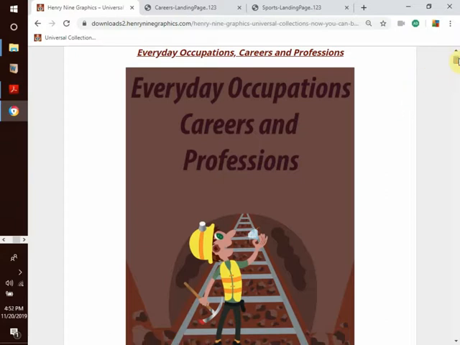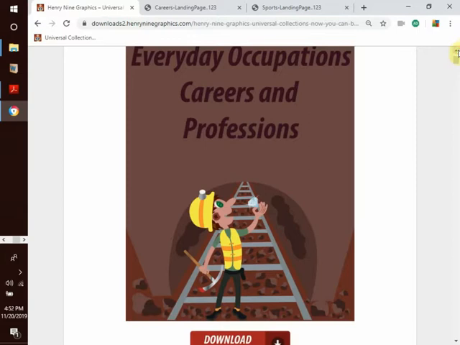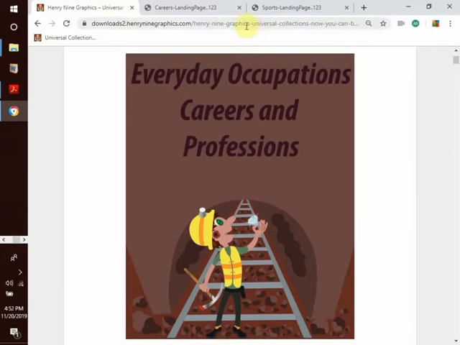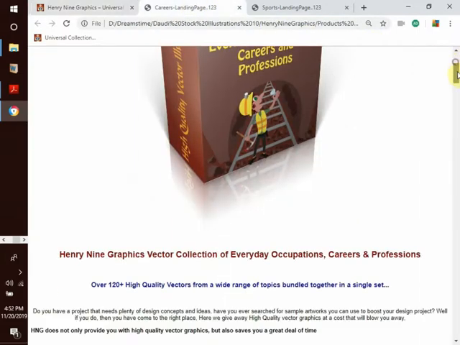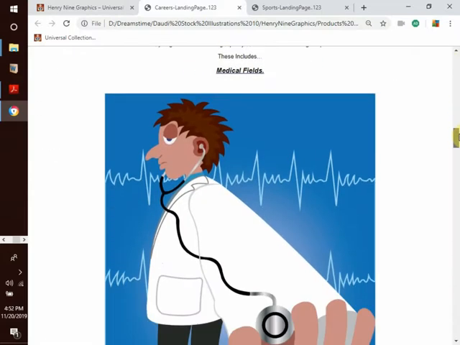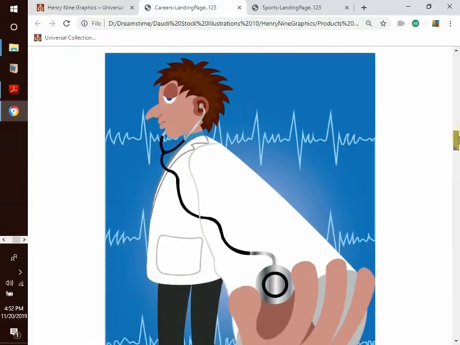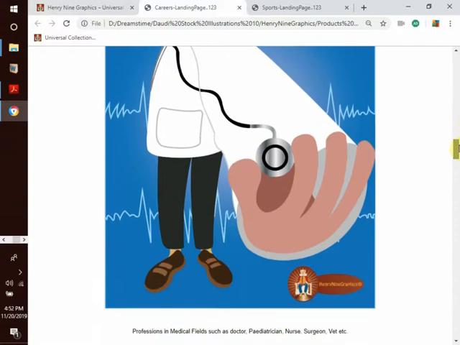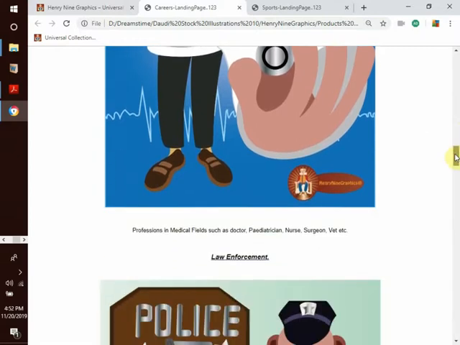So let's take a look at the examples you will find here in this category: everyday occupations, careers, and professions. We have a collection in the medical field. These are professions in the medical field such as doctors, nurses, surgeons, vets, and so much more.